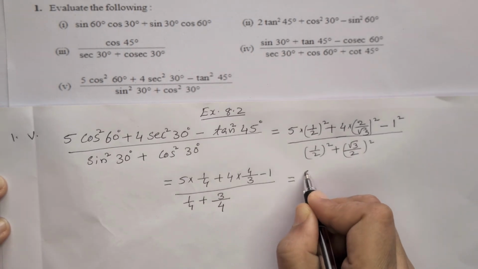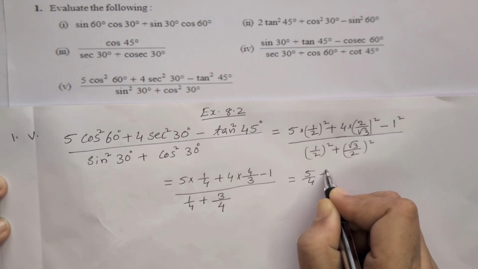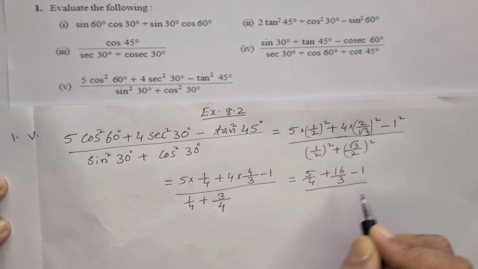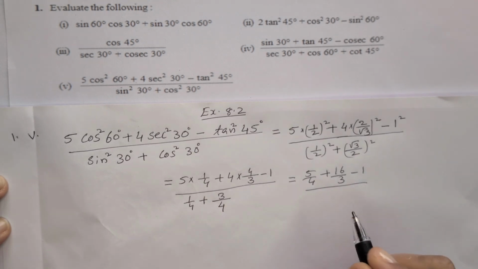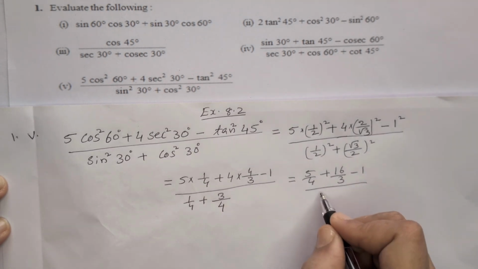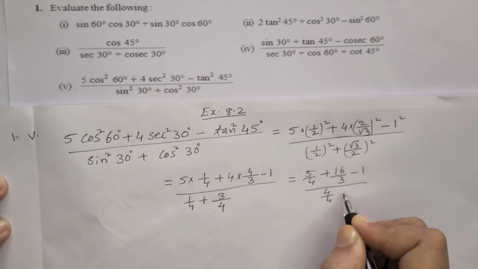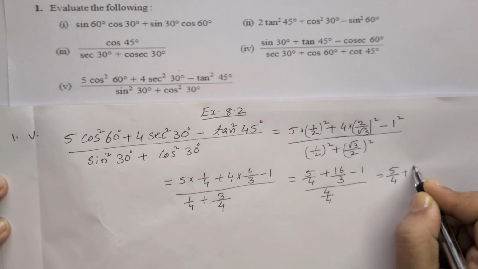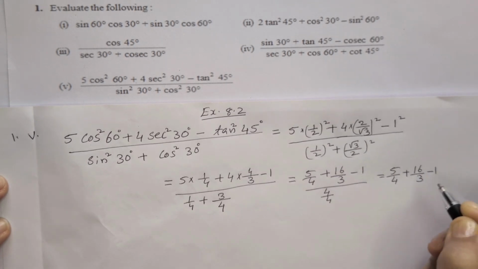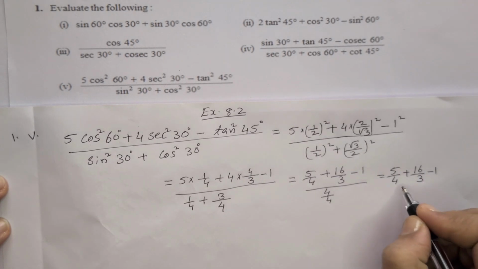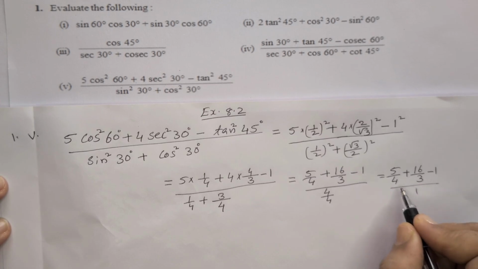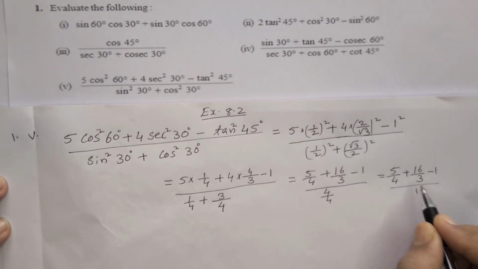which is equal to 5 by 4 plus 4 into 4, 16 by 3 minus 1, divided by 1 by 4 plus 3 by 4, that is 1. 1 by 4 plus 3 by 4 is 4 by 4, that is same as 1, which is equal to 5 by 4 plus 16 by 3 minus 1 divided by 1, that no need to write. Now here 4 and 3 are the denominators, so take the LCM, 12 was the LCM.